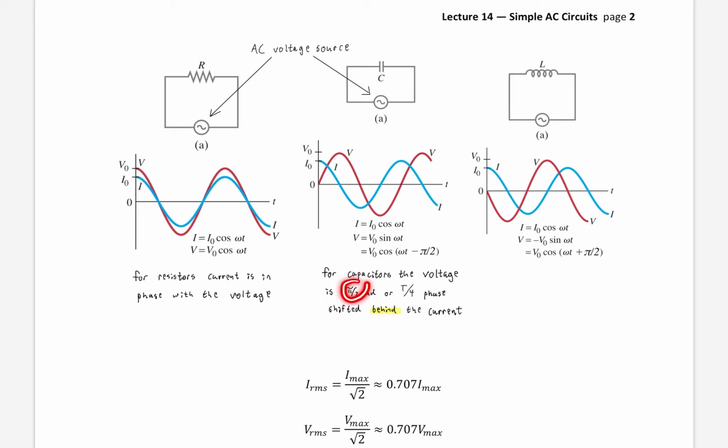And a quarter period is represented as pi over 2 because a full period is 2 pi in terms of the radian periodic nature of this sine function, okay? All right, lastly, we've got the inductor. Now we know the inductor is the opposite. Inductors don't take time to charge. Inductors immediately respond to change, and if there's a large change in current, then they'll prevent that current from flowing, okay? So inductors actually have a phase shift ahead of the current. So for the inductors, the voltage is pi over 2, or a quarter period, phase shifted ahead of the current.